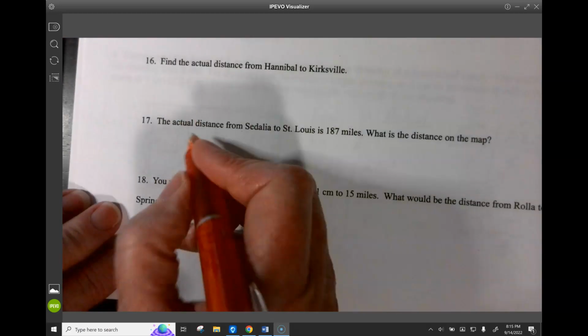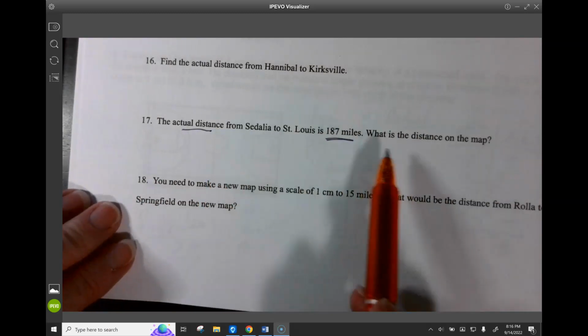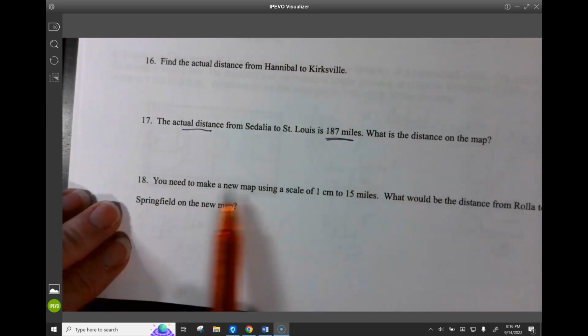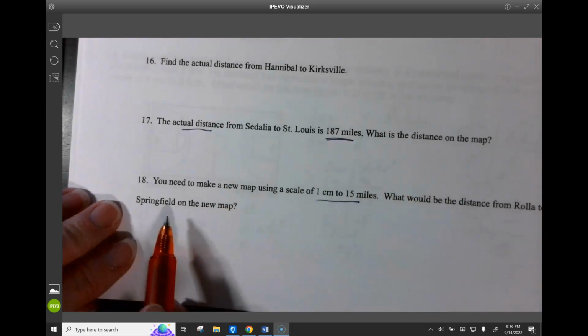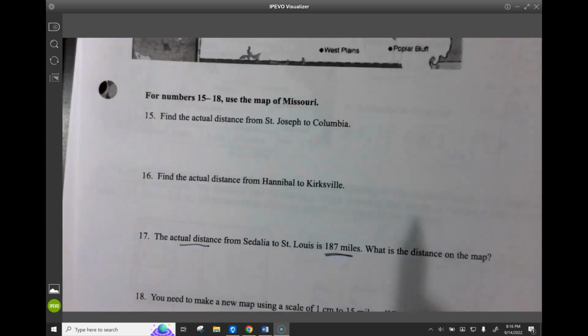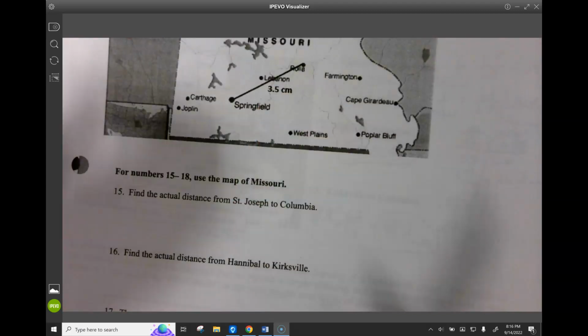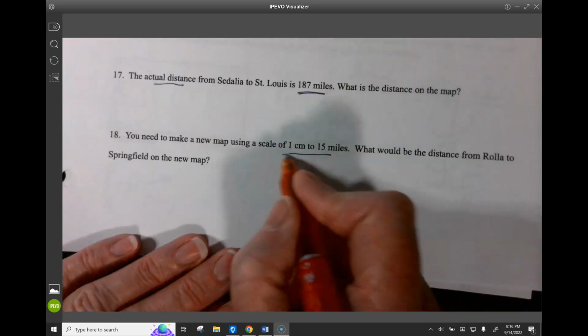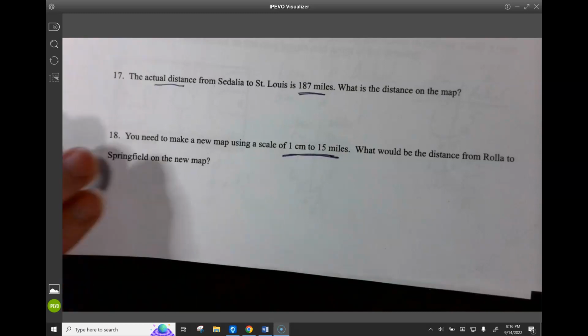Oh, but look at this. The actual distance is 187. Ooh, you're going to have to find the drawing for the map. And number 18, you need to make a new map using this as your scale. What would be the distance from Rolla to Springfield? Okay, from Rolla to Springfield. So we don't know the distance. Where's Rolla and Springfield? Here's Rolla and Springfield. We know the map is 3.5, but now we have to use this as our scale factor. Okay? So take what we know and go the other direction. Okay, good.